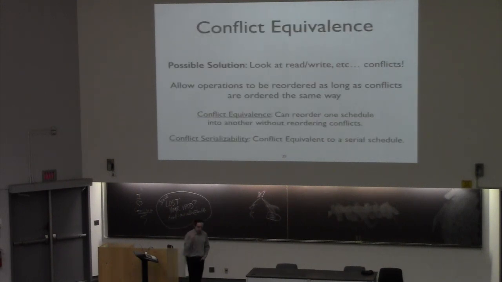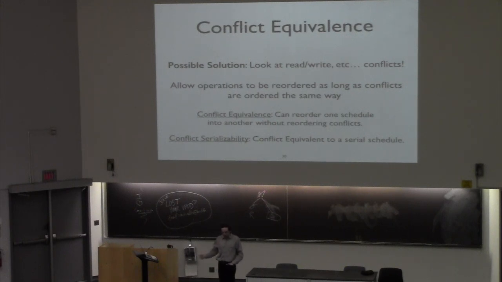So one idea that people have is something known as conflict equivalence. It's based on the idea that we take a look at the reads and the writes that the transaction performs. If the reads and the writes of two different schedules match up, then we can look at those as equivalent. Let me be a little more precise about what I mean there.